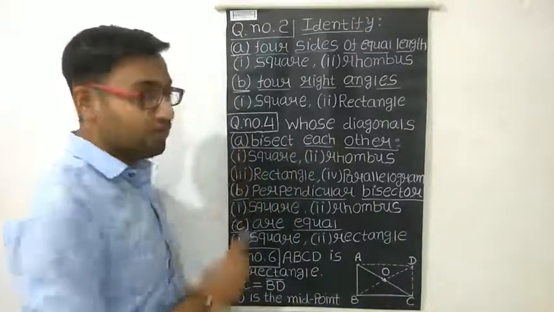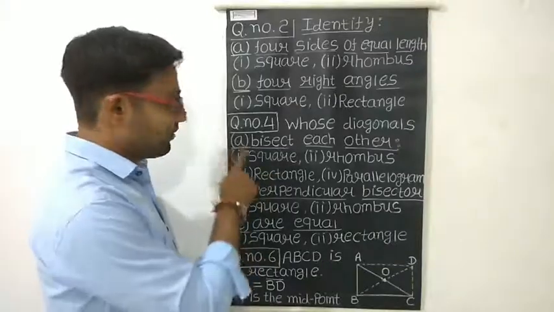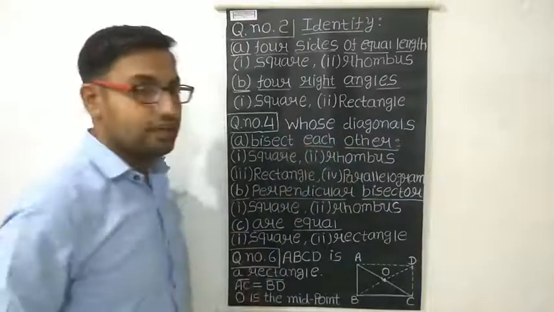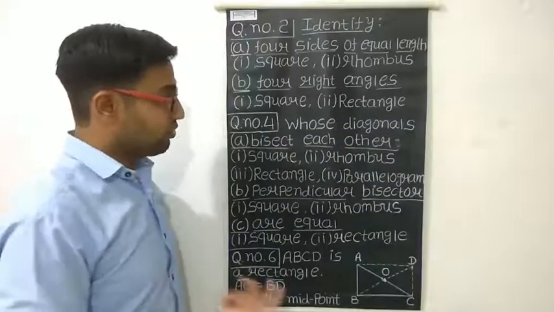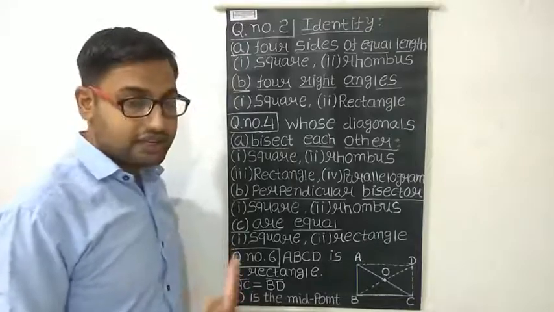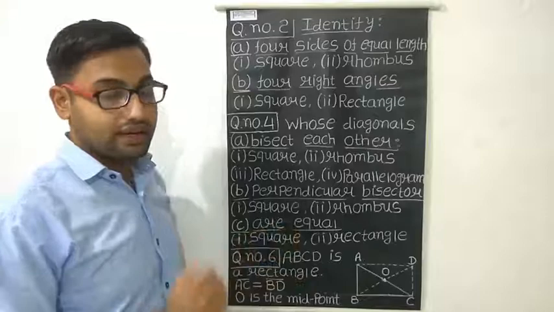So this question number 4 is based on the property of the diagonals. What is the first question? A is, whose diagonals bisect each other. Which quadrilateral has diagonals which bisect each other? Bisect each other means both the diagonals must be bisected.